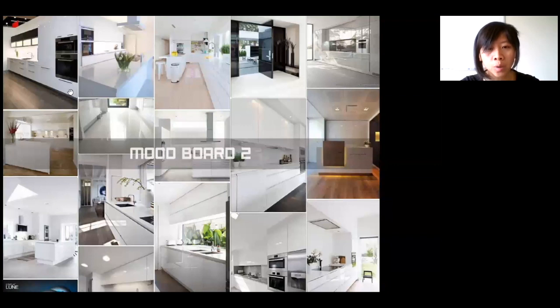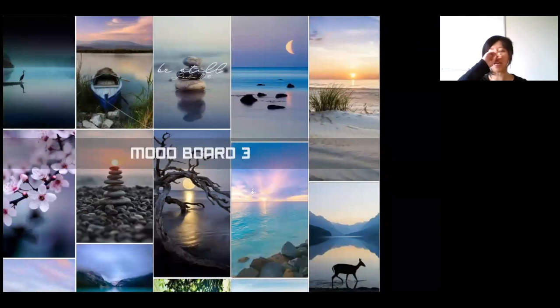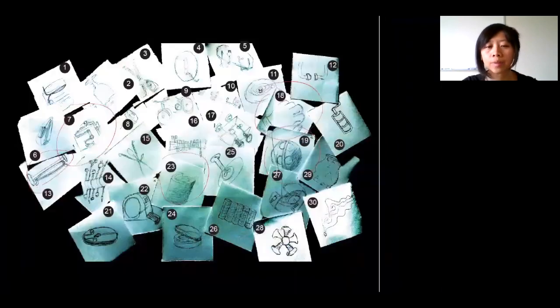So I may want to create these kinds of imageries. I may want the headphones to give off a sense of peace or connecting with nature. So again, your product could have multiple mood boards conveying different moods, and you may want to just be able to communicate multiple feelings for a single product.